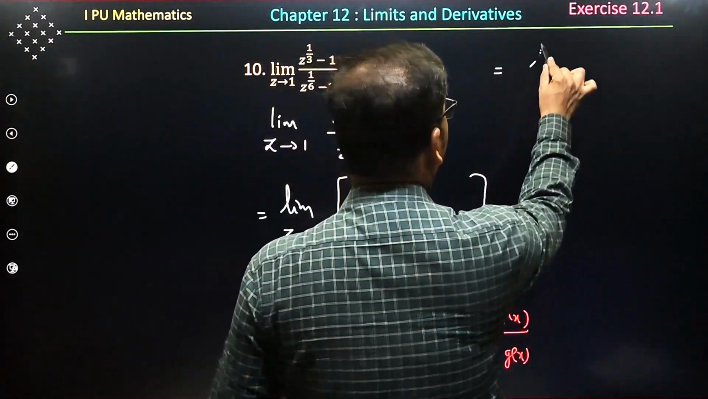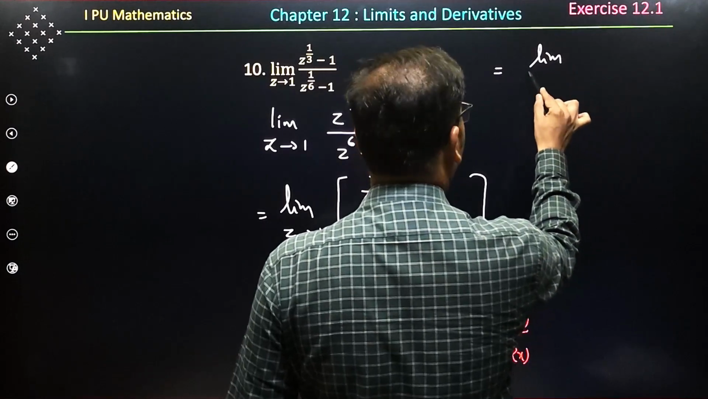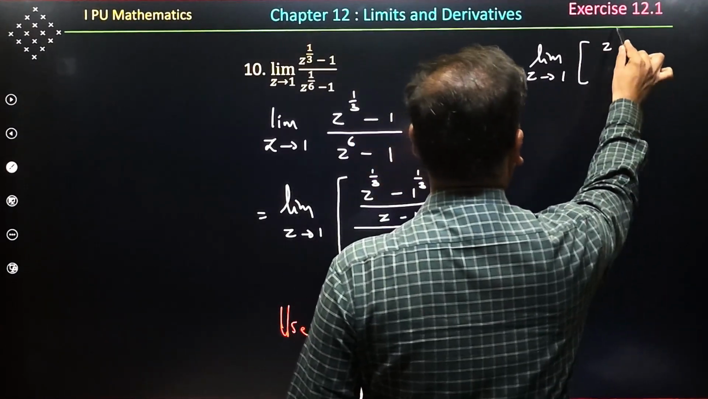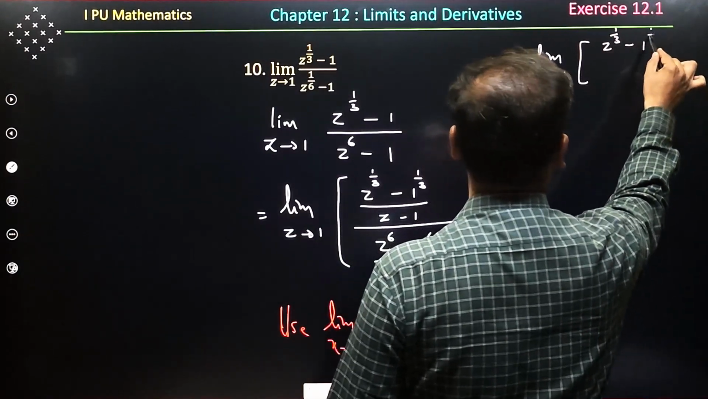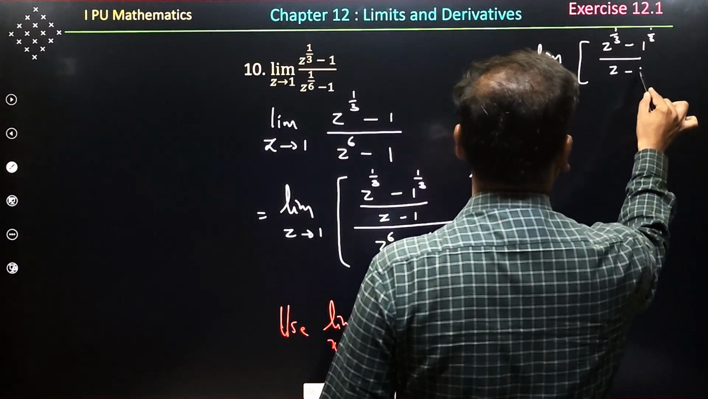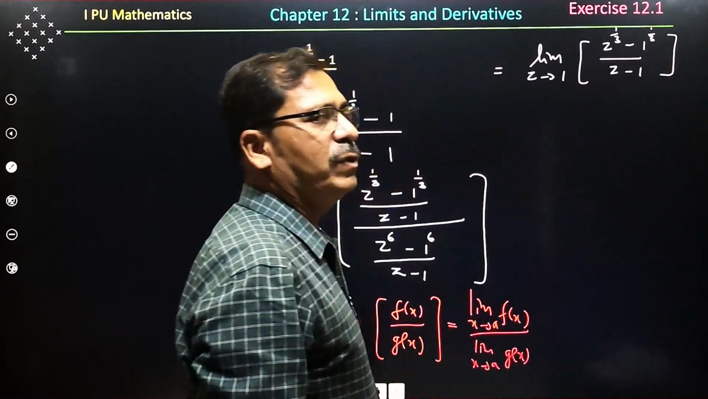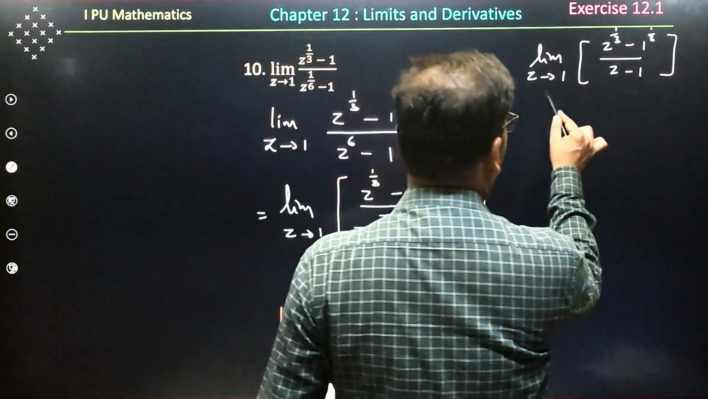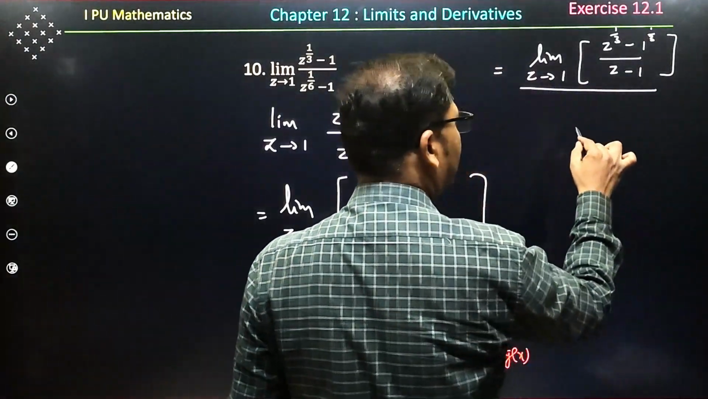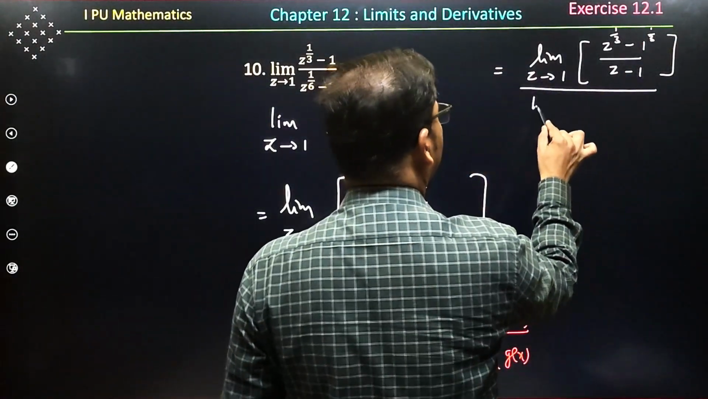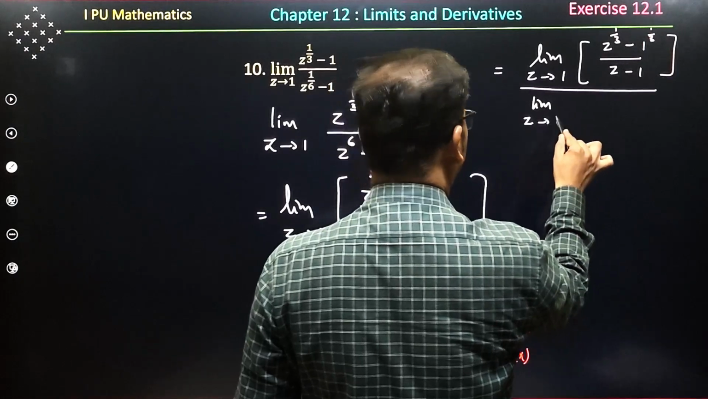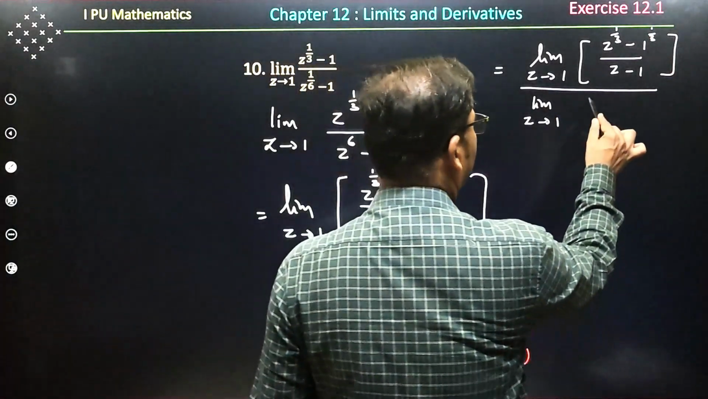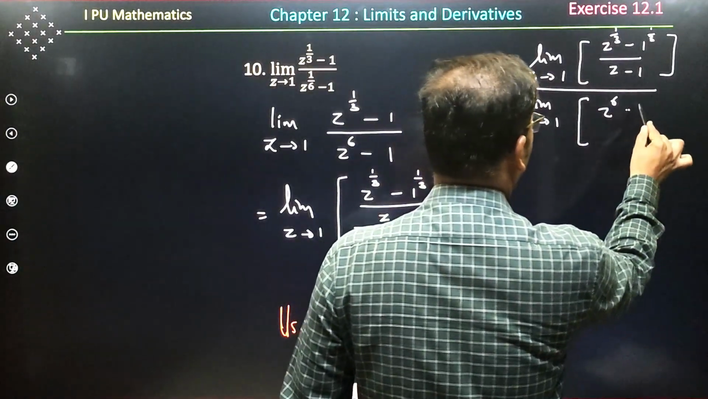So the numerator is limit z tends to 1, z raised to 1 by 3 minus 1 raised to 1 by 3 divided by z minus 1. It is a standard limit now: x raised to n minus a raised to n divided by x minus a. In place of x, z is there here. In place of n, 1 by 3 is there. Next, denominator: limit z tends to 1, z raised to 6 minus 1 raised to 6.